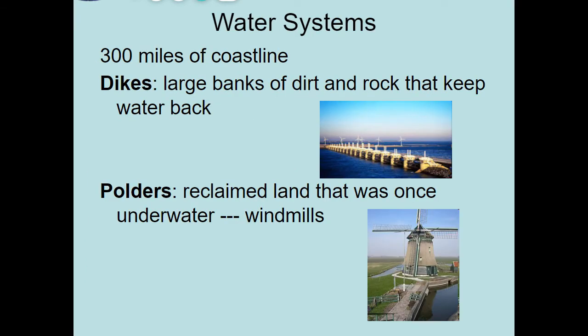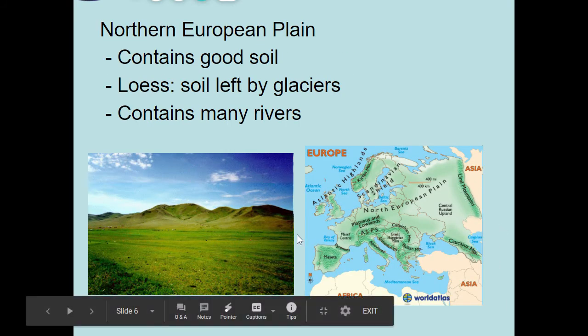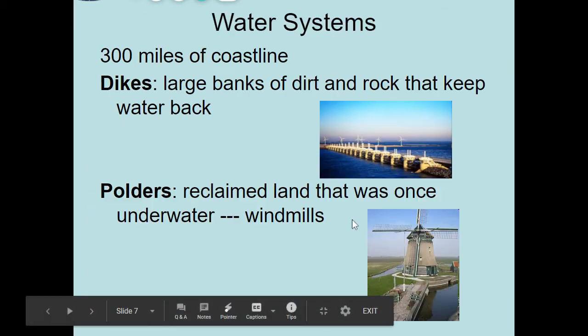Okay, so water systems. So now we're going to talk about the water systems that they have as well as the rivers. And so Europe has 300 miles of coastline. And I'm going to back up and you can see what I'm talking about here. So the coastline is right here. You can see it. And the coastline is very important.